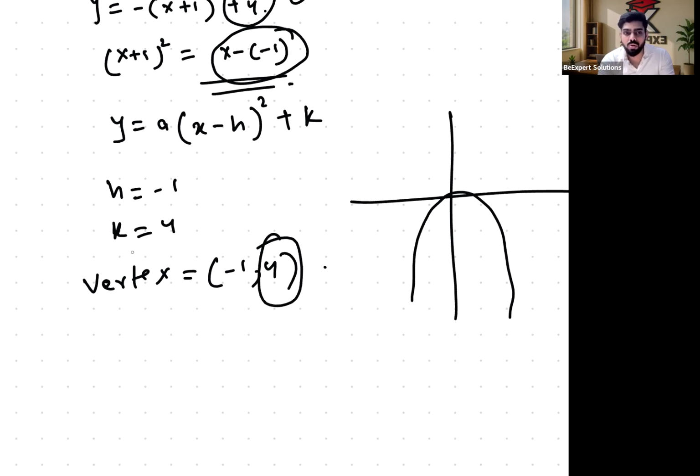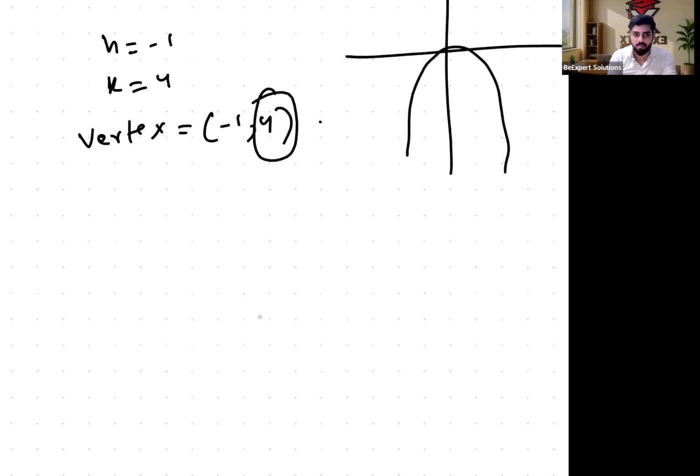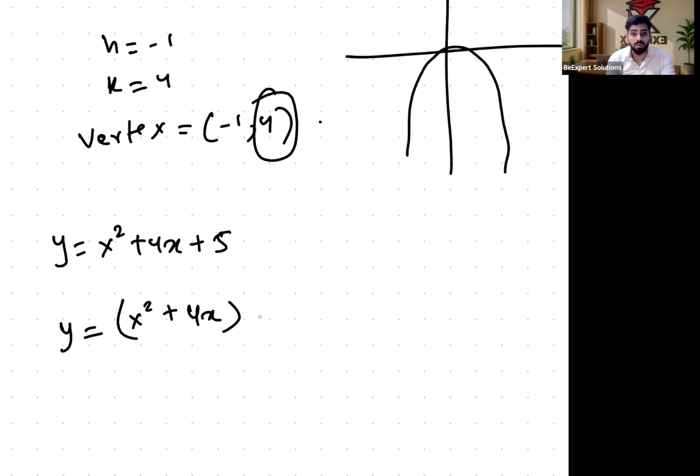Again, there will be questions in which they directly give you equations like this. Let's say, for example, y equals x squared plus 4x plus 5, a quadratic equation. The first step is you need to make it in vertex form, and for that you can write this as (x squared plus 4x) plus 5, like we did in the completing the square method. Then solve it with completing the square, and you will get (x plus 2) whole squared plus 1. Now this is in vertex form.